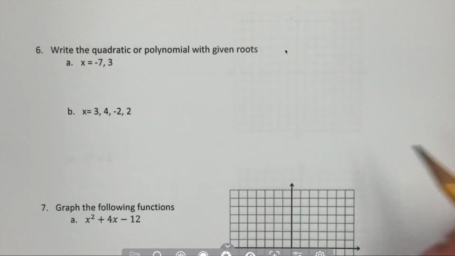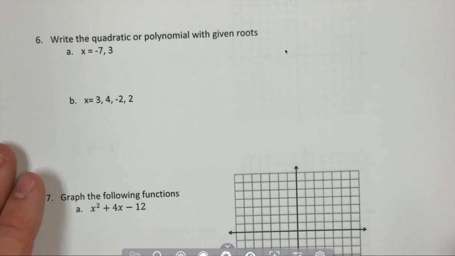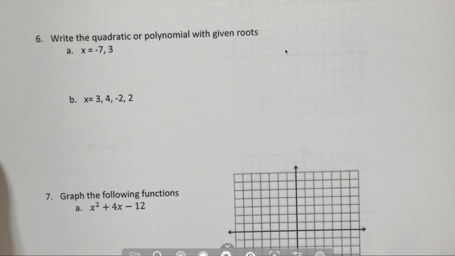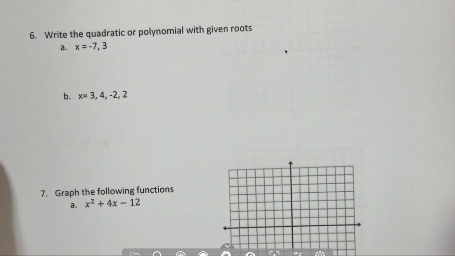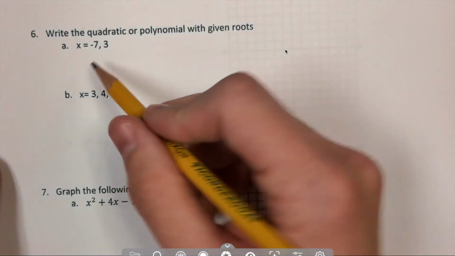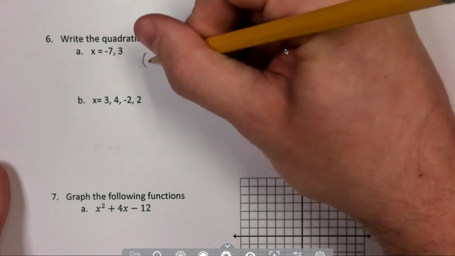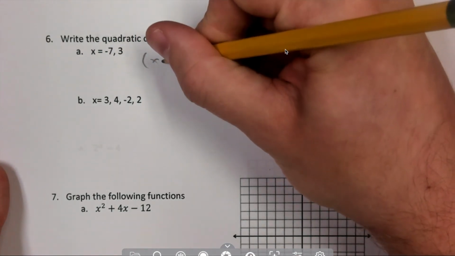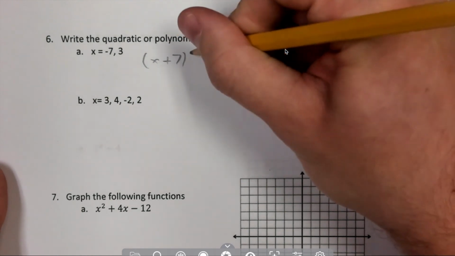All right, now we're going to do the opposite of what we just did. So we just had a giant polynomial, and we deconstructed it to its roots. Now we're going to take the roots and construct the polynomial. So when I go from roots to algebra, the signs switch.